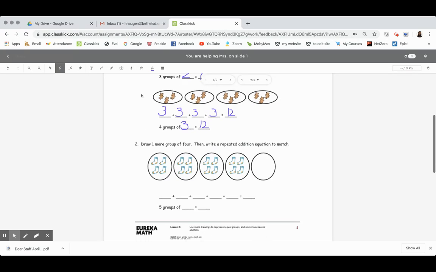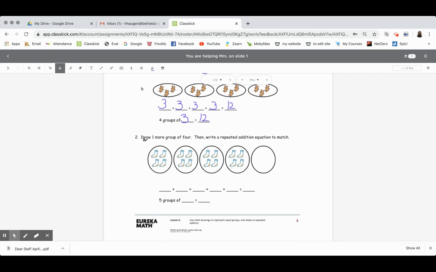Now when I look at number 2, I have socks. So it says draw 1 more group of 4. So that is my first direction here. I have to draw 1 more group of 4. Then my second direction is to write a repeated addition equation to match. So I have to make sure that I follow all of those directions in number 2.